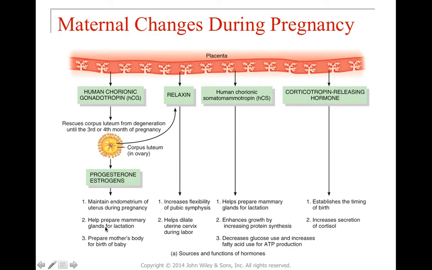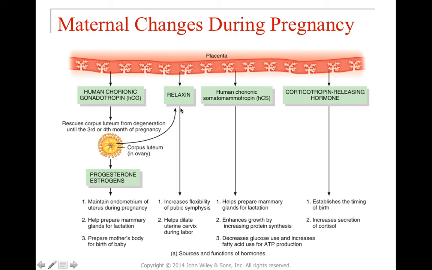Additionally, it's going to be responsible for the preparation of the mammary glands, which are going to create milk during a process called lactation that comes from a hormone called prolactin, and is also going to help change the body of the mother in ways that are going to help her prepare for delivery of the baby. Additionally, the corpus luteum secretes something called relaxin. Okay, relaxin is also secreted by the placenta, so the placenta secretes HCG, which then affects the corpus luteum, which secretes progesterone and also relaxin. The placenta also secretes relaxin.